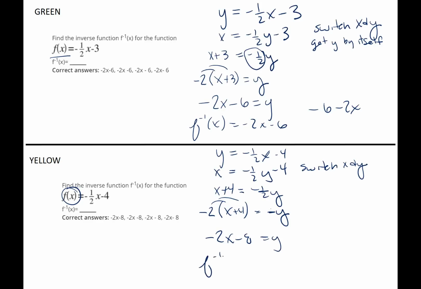And then you rewrite it in inverse notation. And again, you could have done negative 8 minus 2x. That's fine. Okay, so let's try a couple more of those.